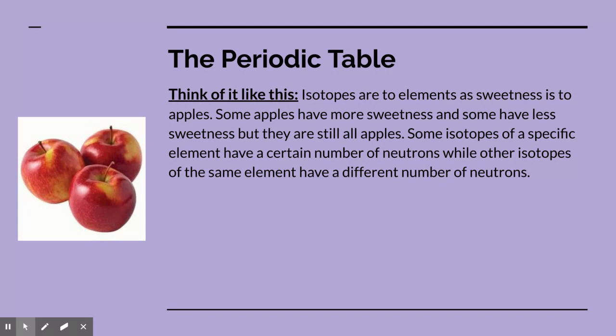Some isotopes of a specific element have a certain number of neutrons, while other isotopes of the same element have a different number of neutrons. So I'm really trying to hit home that different isotopes of a specific element do not equal a whole new element. You can take out neutrons, you can put in neutrons, and as long as you still have the same number of protons, you still have the same element.